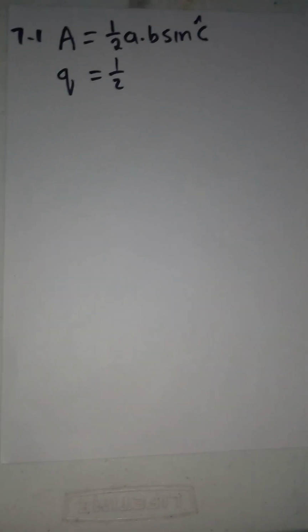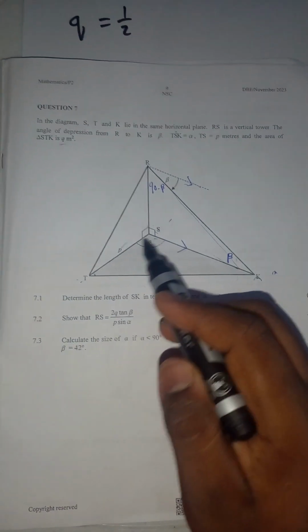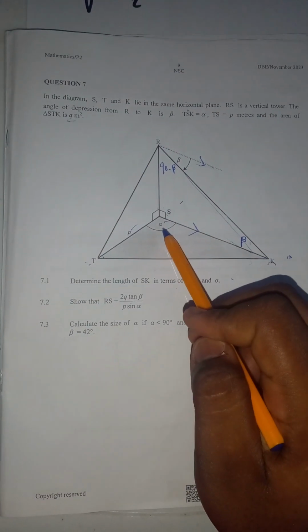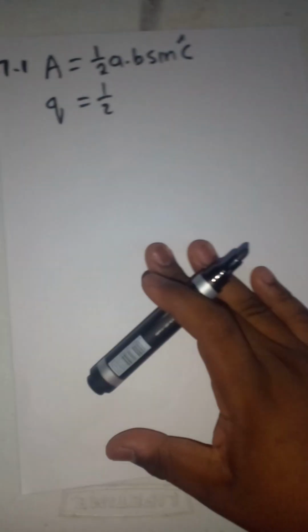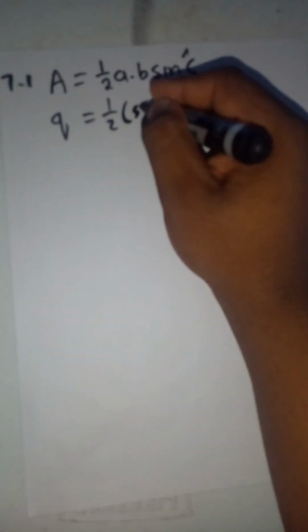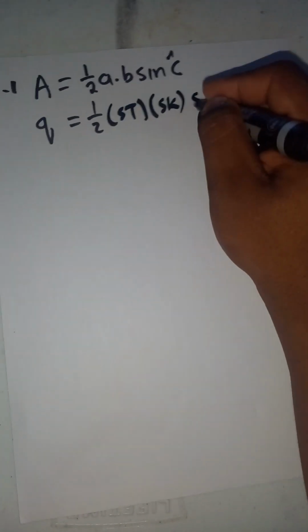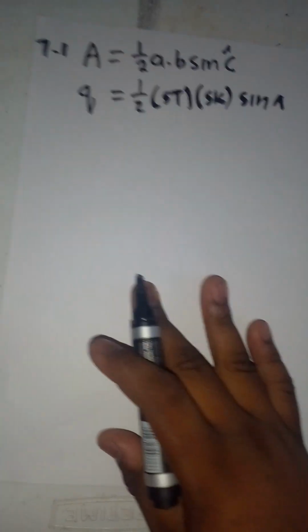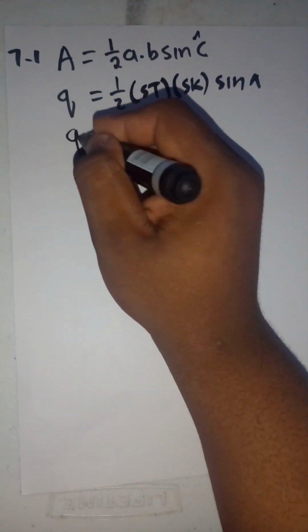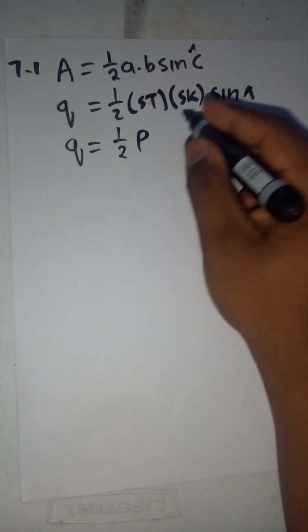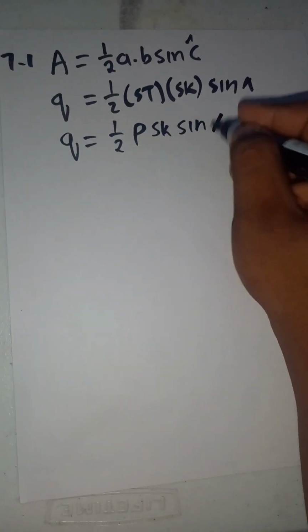Now when you use the area rule, it works like this. You must have an angle and the two sides between that angle. So it is the same as the cosine rule. Since this is the angle I have, I must have ST and SK. So on A and B there, I will write ST and SK, sine alpha, because alpha is the angle which is there. So Q is equal to half, what is ST? It is P, I'm given, so P times SK times sine alpha.